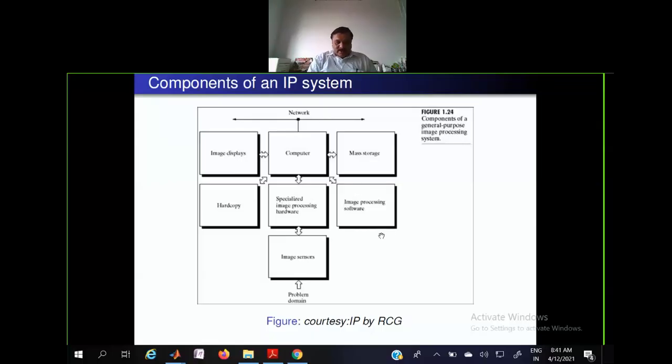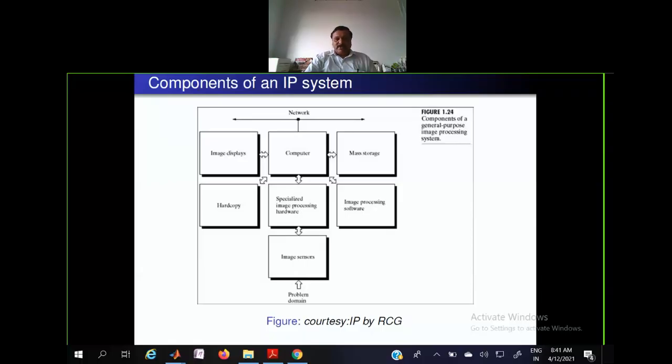For example, MATLAB has this image processing toolbox. If I say imread, this is a special command that is available in the image processing toolbox. So such software is required. Of course, MATLAB is one of them where the image processing toolbox can be used. You can use OpenCV, which also has a lot of image processing algorithms available. So these types of specialized software will help us in saving our time.